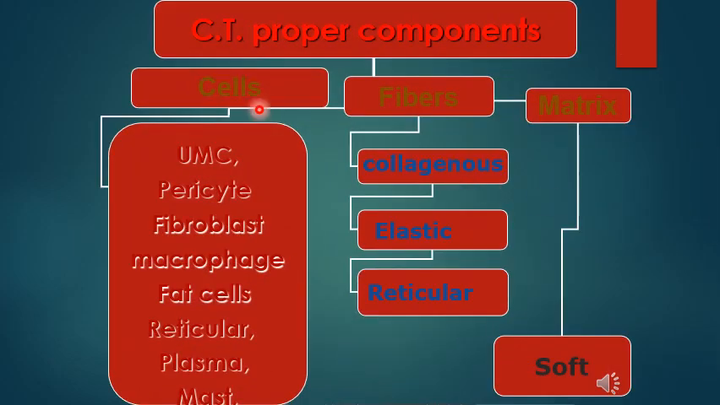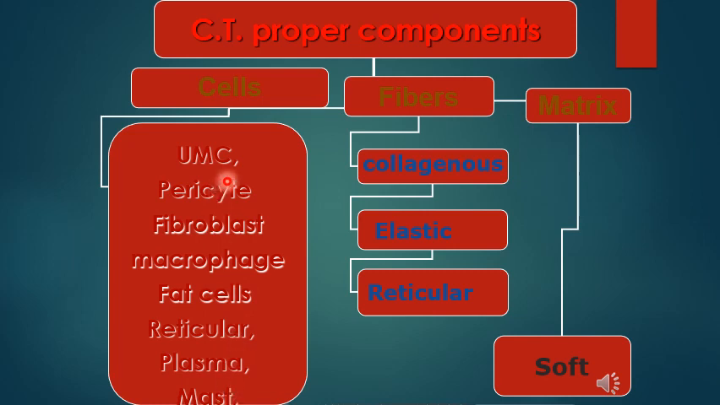Connective tissue proper is formed of cells, fibers, and the matrix. The matrix is soft. The fibers are collagen, elastic, and reticular. The cells are UMC, pericyte, fibroblast, macrophage, fat cell, reticular cell, plasma cell, and mast cell.